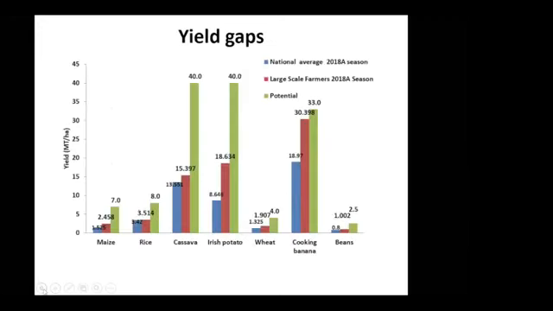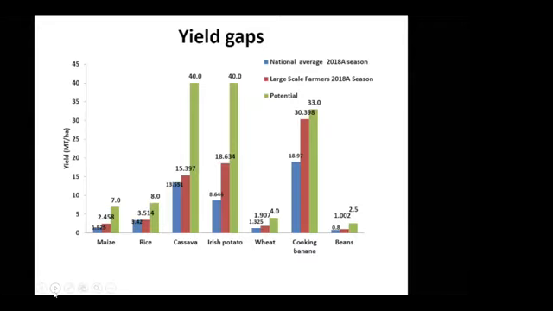Because of this, we still have a yield gap that we see on this graph, this is a histogram. We have here a number of commodities: maize, rice, cassava, Irish potato, wheat, and banana. In the blue histogram, this is the national average of what we get at national level. And the red, we have the large scale farmers, the yield that we recorded in 2018 A season for large scale farmers. And the green one, we have the potential that you can achieve. So we see that in all commodities, we are not yet where we want to be.